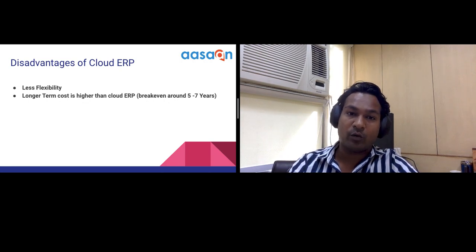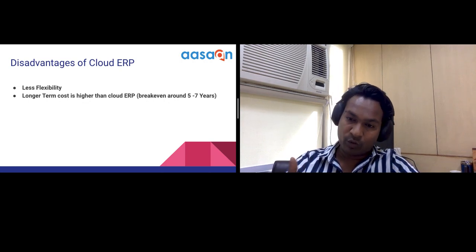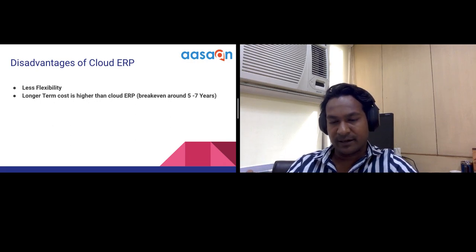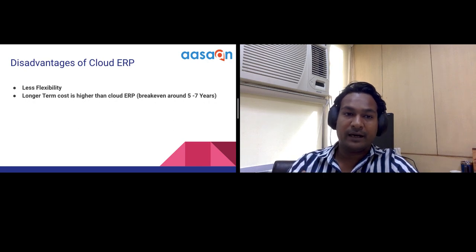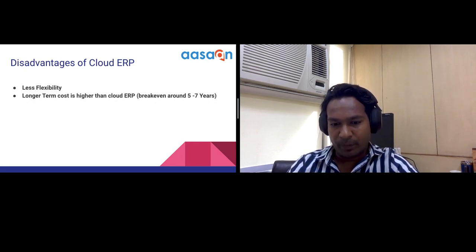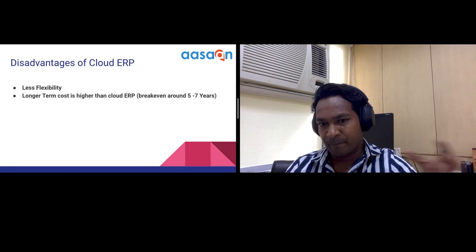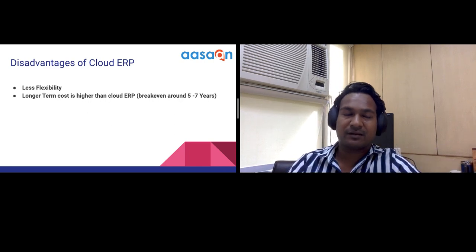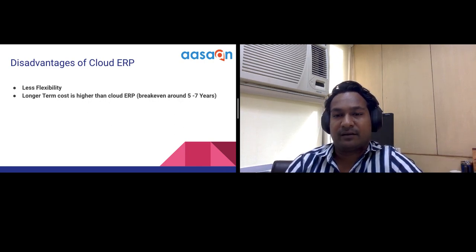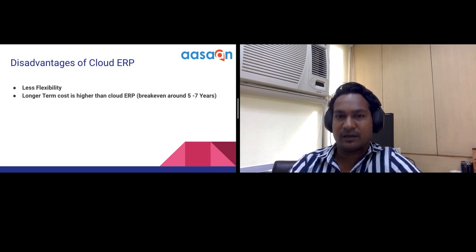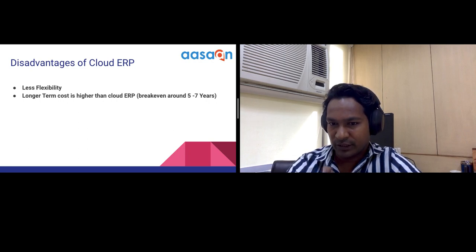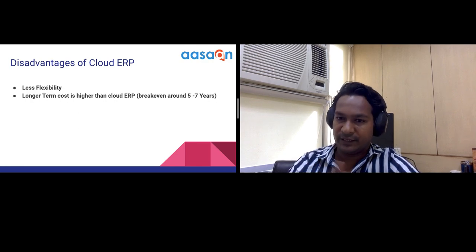Also on cloud ERP, the cost will keep increasing, it cannot stay standard for 5 to 7 years, due to certain reasons. So on-premises ERP in the longer term is cheaper. But again, there are lots of other hassles and issues involved around it, so you have to manage lots of things. Again, you have to decide which one is better for you.